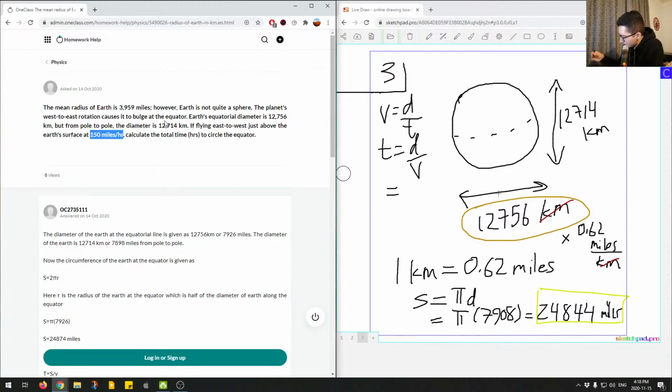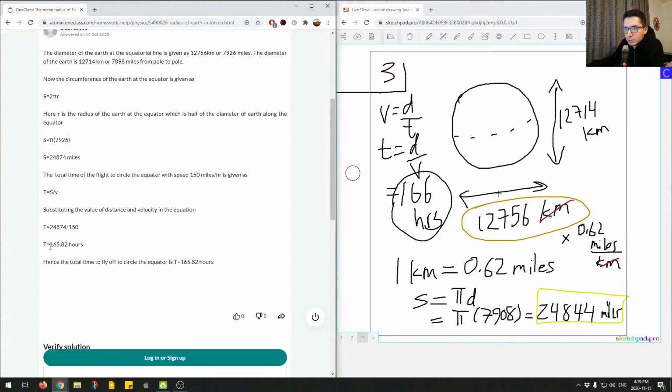So we'll do that. I'm not going to write out the numbers. I'm just going to do it in my calculator. 24,844 divided by 150. And we can see that since we have the units, we'll have miles for the distance and then miles per hour. So the miles cancel out, and then the hour goes to the numerator, and we're left with the units hour, 166 hours. And that's our final answer. So looking at time, they do the same thing here. They end up with 166 hours.